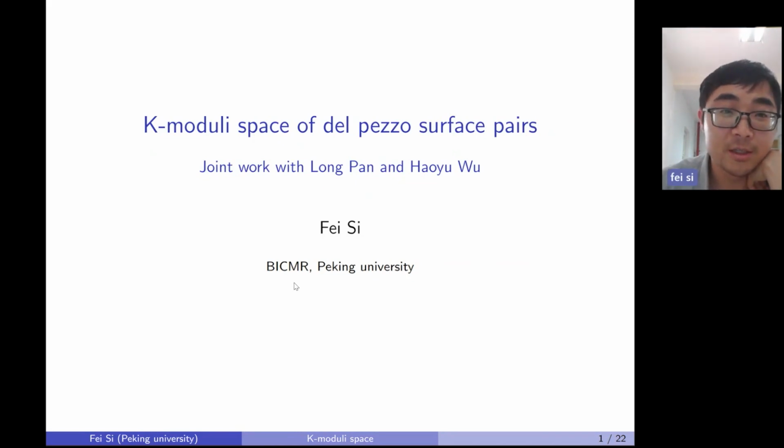This talk is about the K-moduli space of del Pezzo surface pairs. This is my joint work with my two collaborators, Pan Long and Haoyu. This moduli space is related to the moduli space of K3 surfaces. So let's give some background about K3 surfaces.